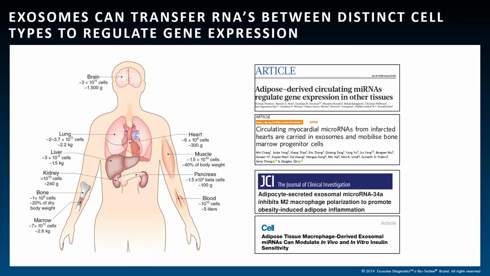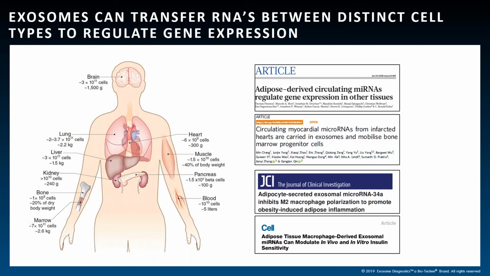So I like to illustrate that with this schematic image of the weight of the different tissues. The brain is 1.5 kilograms, the lung is 2.2 kilograms, blood is actually 5 liters. And blood cells are clearly the main source of exosomes in circulation, just because of the abundance of it.